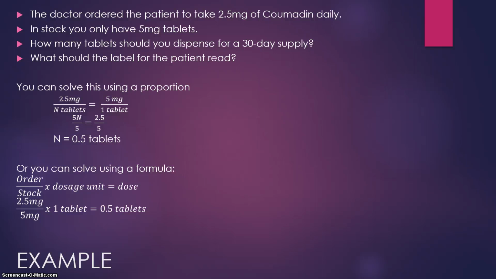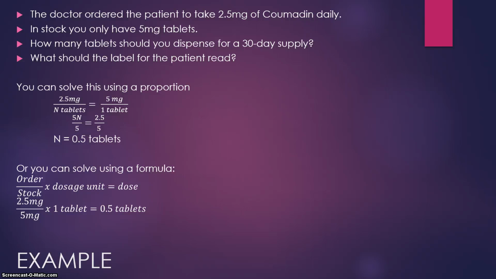The doctor ordered the patient to take 2.5 milligrams of Coumadin daily. In stock, you only have 5 milligram tablets. How many tablets should you dispense for a 30-day supply? What should a label for the patient read?